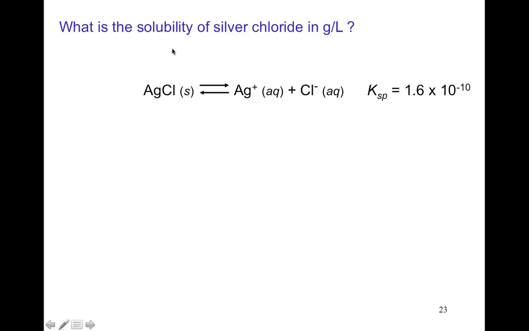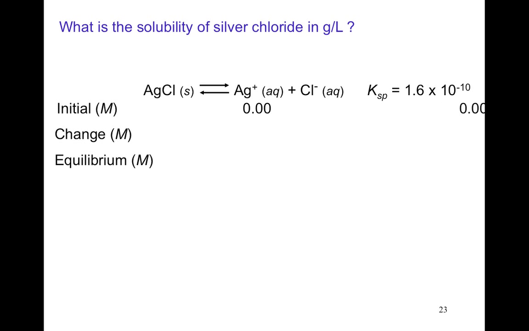So the question is the solubility of silver chloride in grams per liter. Now, normally the solubility we solve for S is moles per liter, but jumping from moles to grams is pretty easy for you at this point. So we can set up silver chloride, and then knowing the charges of it, we can dissociate it into aqueous ions, silver ion and a chloride ion. And then from our book, we can look up our KSP. So we know that much to start with.